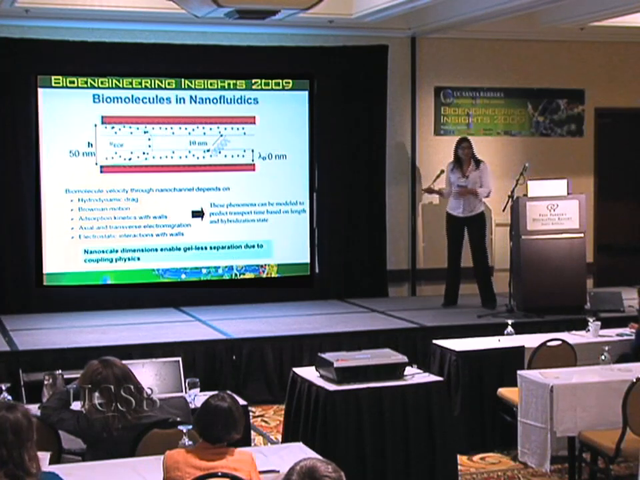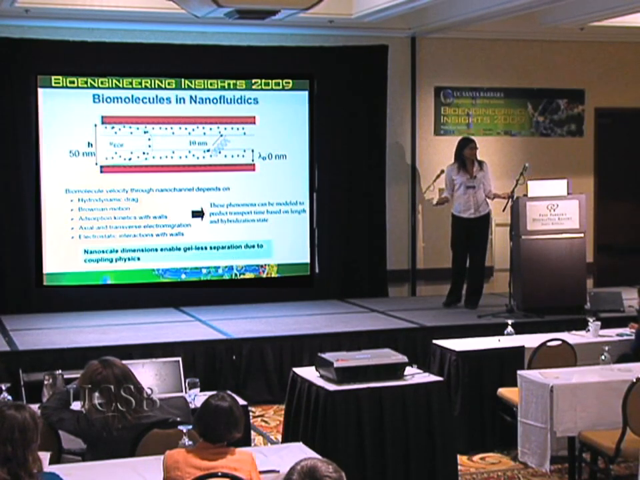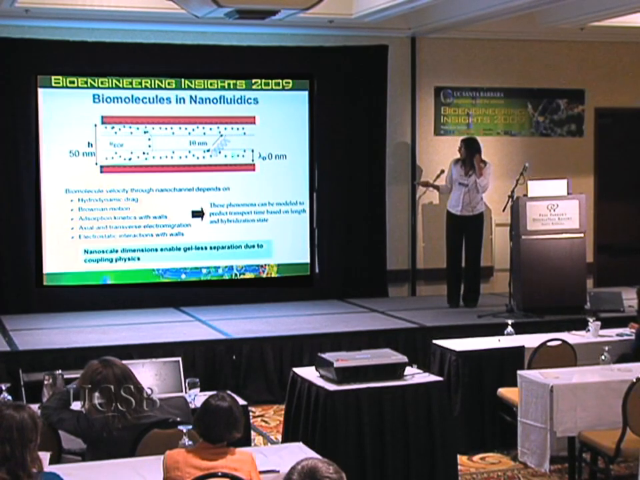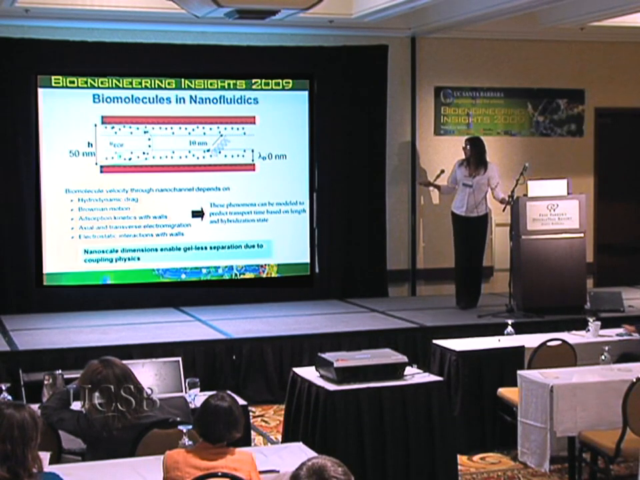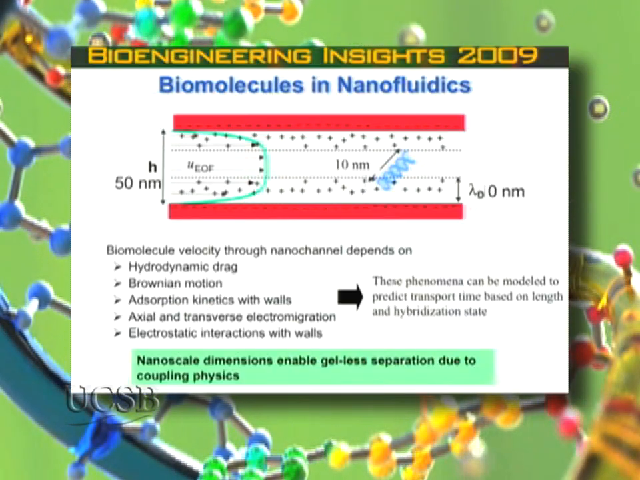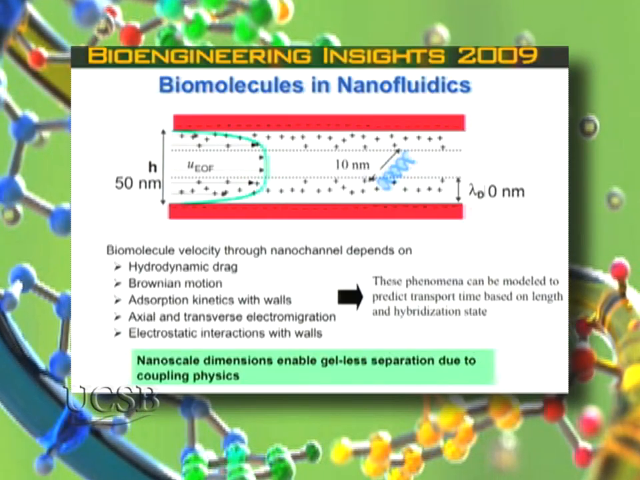But what happens if we actually use biomolecules, right? Because everything I said was small ions, everything's continuum theory. It's really easy to do mathematical relations towards this. But biomolecules introduce a lot more complexity. We have hydrodynamic drag on the molecule. We have Brownian motion on the molecule. We have adsorption kinetics with the walls, axial and transverse electromigration, electrostatic interactions with the wall, and everything will hopefully work with us to try to get better separation techniques. But the physics involved are very complicated.